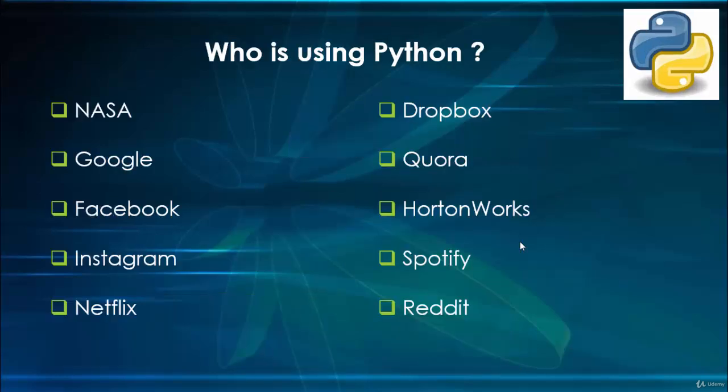If you think I am giving an over build-up, just see here, these are all the big companies using Python, like NASA, Google, Facebook, Netflix, Quora. All the big tech giants are using Python. Now you can understand how important this language is.